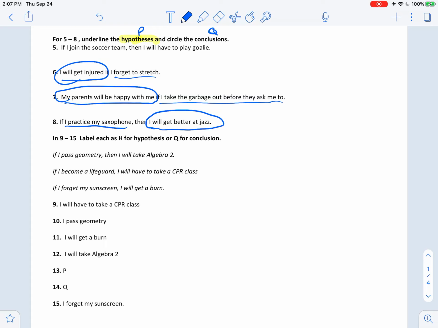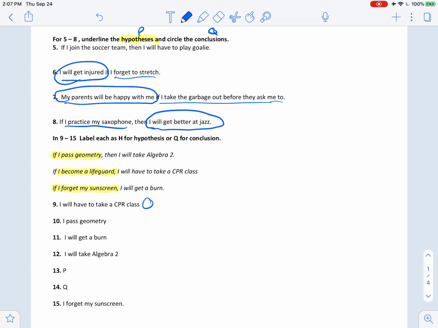And number 9 through 15, we're going to label each as H for hypothesis or Q for conclusion. I'm going to highlight the hypotheses here. So look for the word if. Those are my hypotheses.